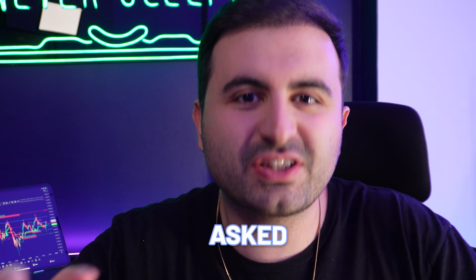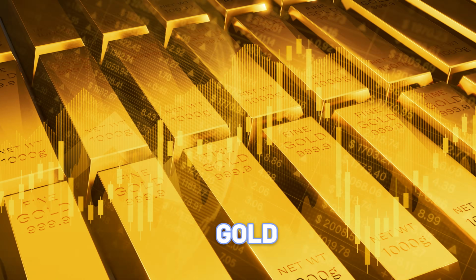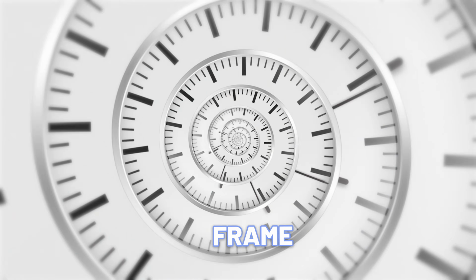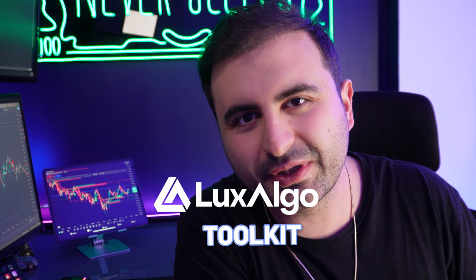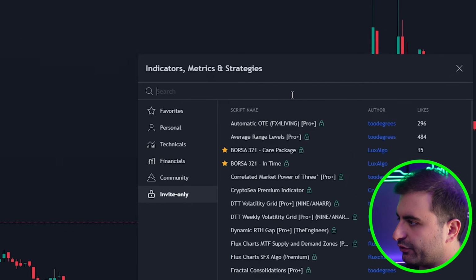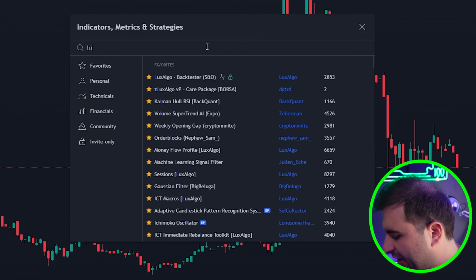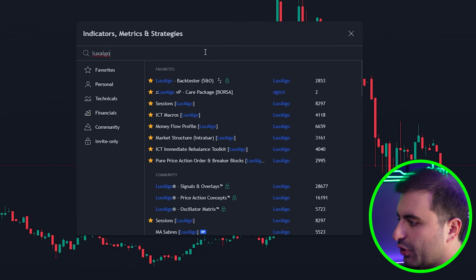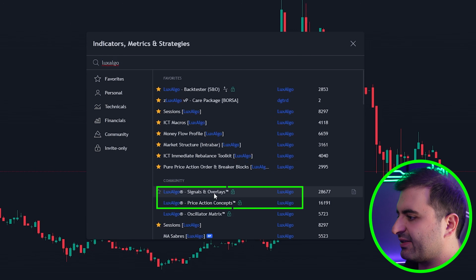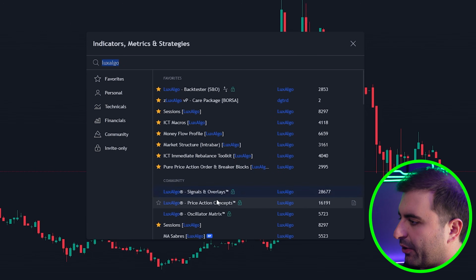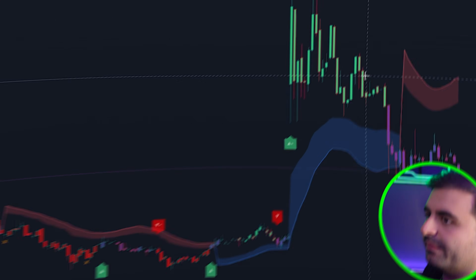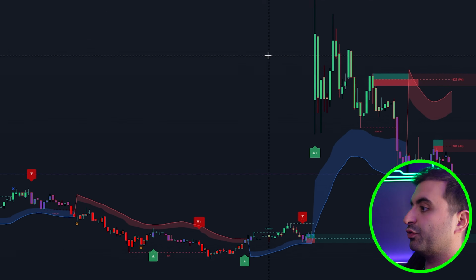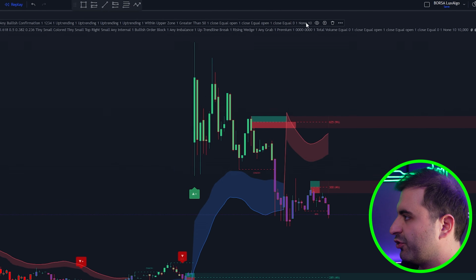A lot of you guys asked for it, and now we will trade gold futures on the 1 minute time frame using the LuxAlgo Premium toolkit. First, let's go to the indicators tab and search for LuxAlgo, and you will see two indicators, Signals and Overlays, and Price Action Concepts. Click both of them to add to your chart.